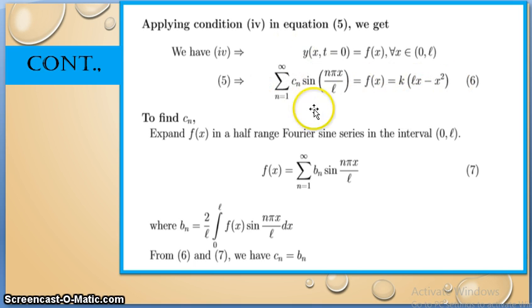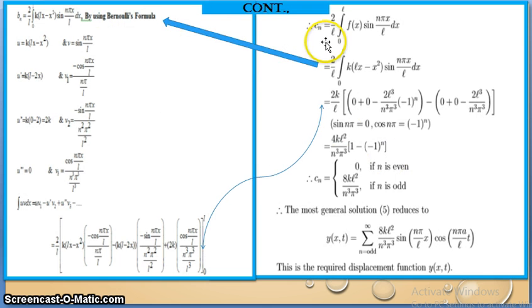Next, this is nothing but the half range sine series formula. Here Cn is nothing but Bn. Therefore f of x equal to summation n equal to 1 to infinity Bn sin(n pi x divided by L). Replacing the value here, what is Bn? Bn equals 2 by L integral 0 to L f of x sin(n pi x divided by L) dx. What is f of x? K into (Lx minus x square). Then apply the conditions here by using Bernoulli's formula. So replace f of x here: K into (Lx minus x square) sin(n pi x by L) dx.